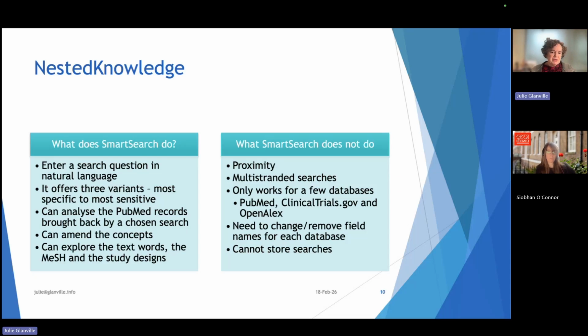When adapting your strategy to run in another database, changing from PubMed to clinicaltrials.gov, for example, you have to change all the field names, and it doesn't really seem, as far as I can tell, to let you store searches. So every time you want to move to another database, you lose your strategy for the first one. So in converting from PubMed to clinicaltrials.gov, I might lose all my PubMed hard work. So there are some downsides that make it a bit challenging to use.